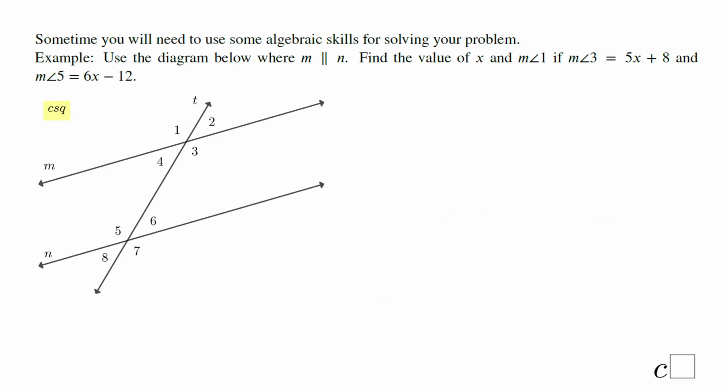Let's take a look at the next problem where, as I said, sometimes you need to use some algebraic skill for solving the problem. Use the diagram below where line M is parallel with line N. So I'm going to mark this on the picture, and for those who do not know, that's the meaning of this guy here. Find the value of x and the measure of angle 1 if the measure of angle 3 is 5x plus 8 and the measure of angle 5 is 6x minus 12.